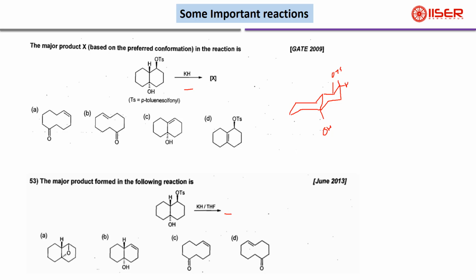This H is not anti-periplanar to this bond. From the drawing you can see this is not anti-periplanar with this hydrogen, so this hydrogen can't take part in the elimination reaction. The only bond which is anti-periplanar with this bond is this carbon-carbon bond. See, this is totally anti-periplanar with this bond. That's why this will take part in an elimination reaction.